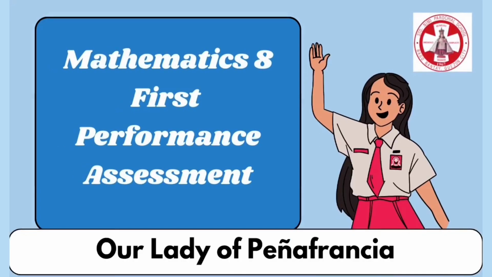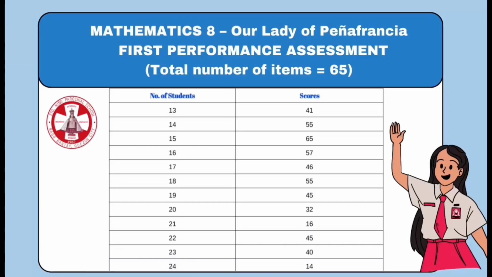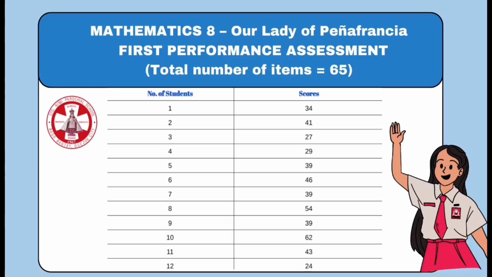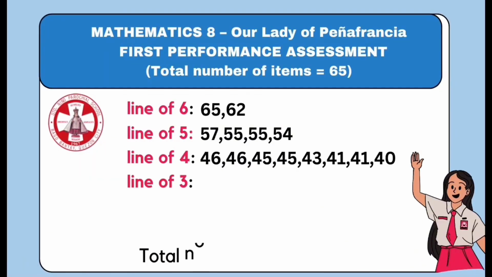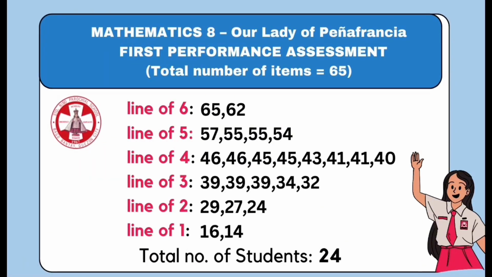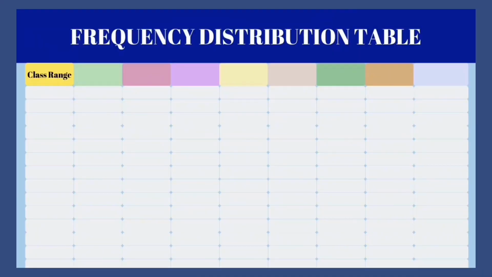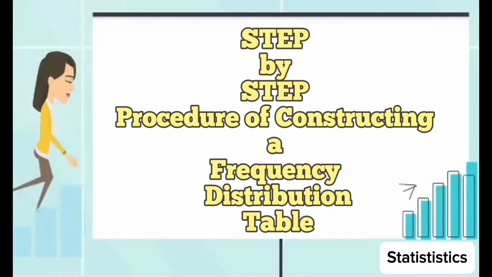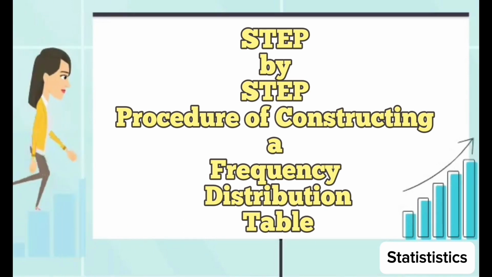Mathematics 8 First Performance Assessment. These are the results of their first performance assessment. Let's arrange their scores from highest to lowest. Let's start completing the frequency distribution table. And here is the step-by-step procedure of constructing a frequency distribution table.